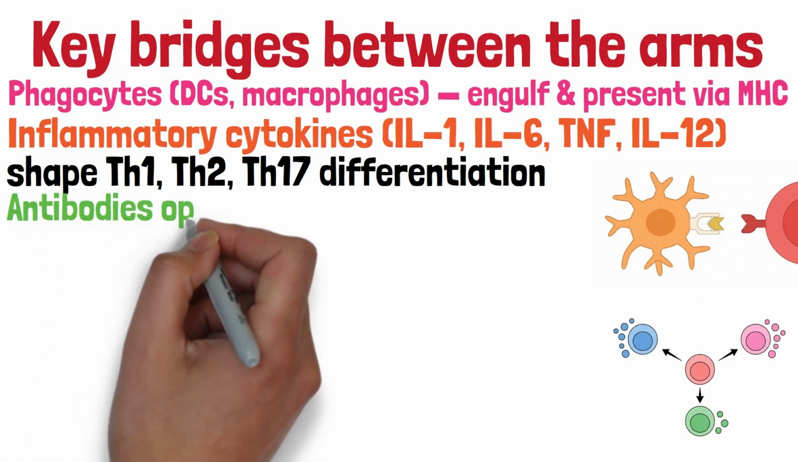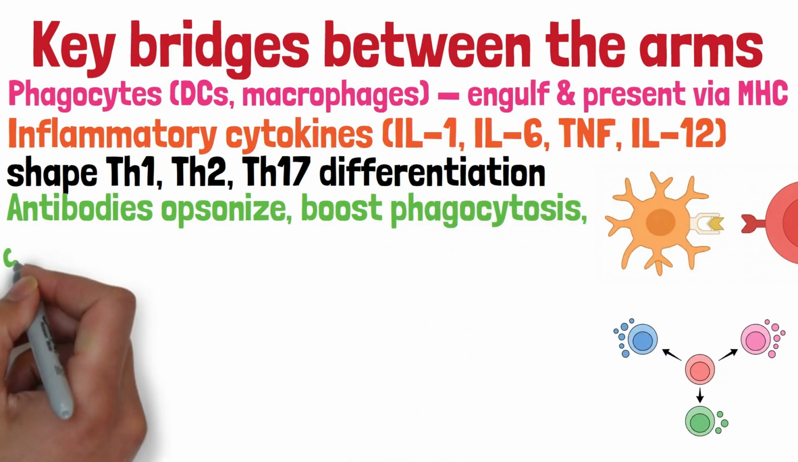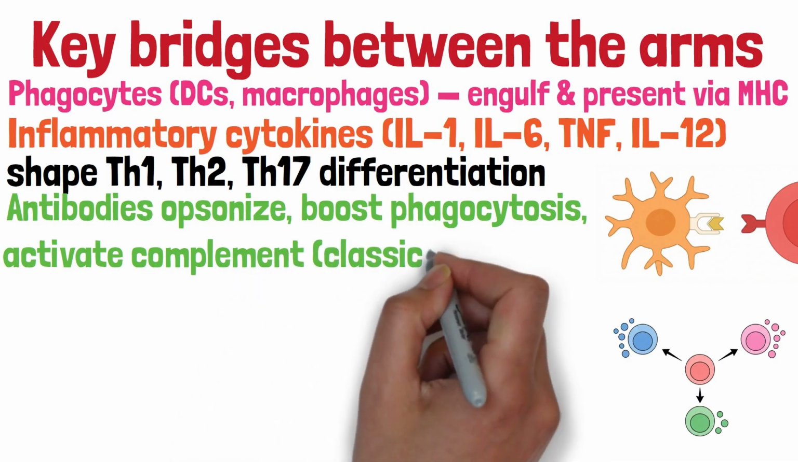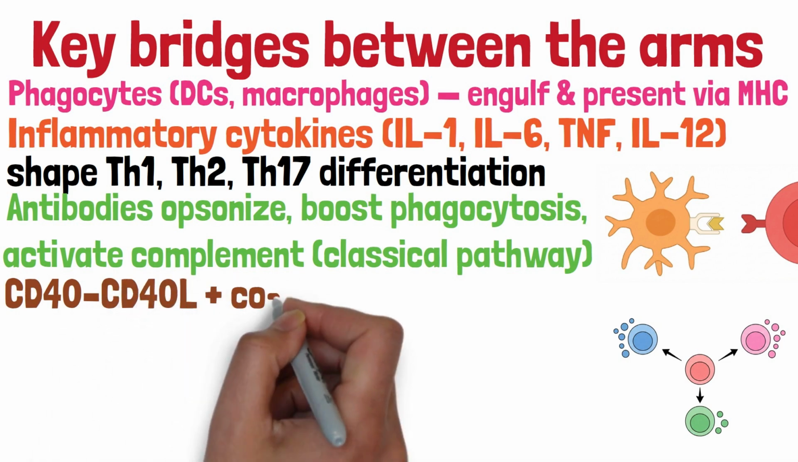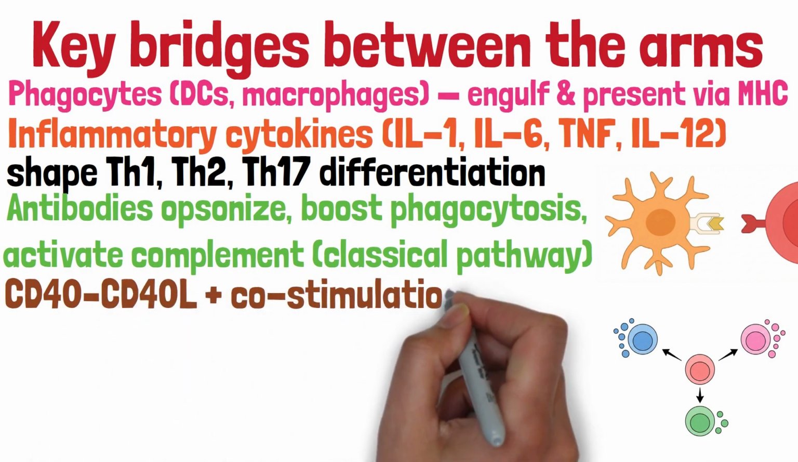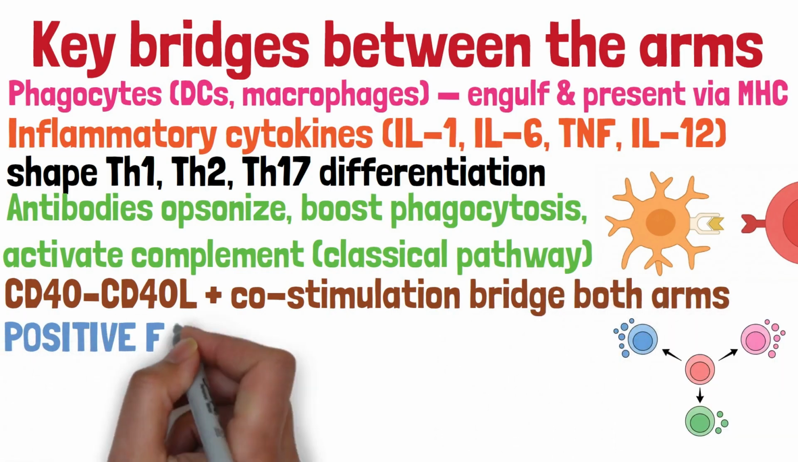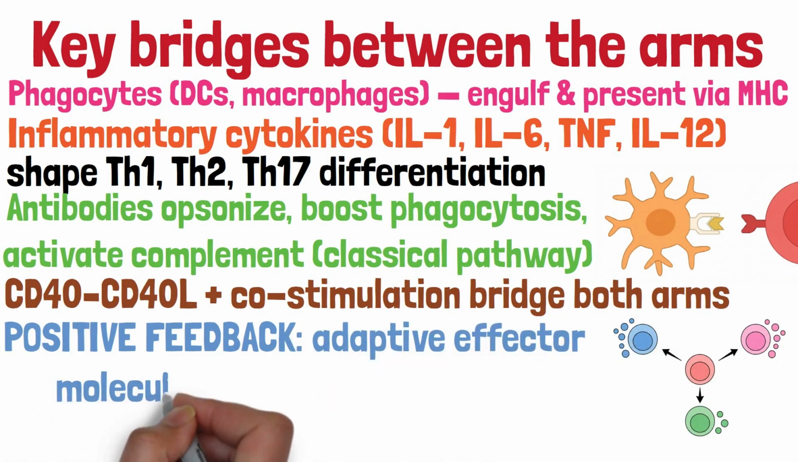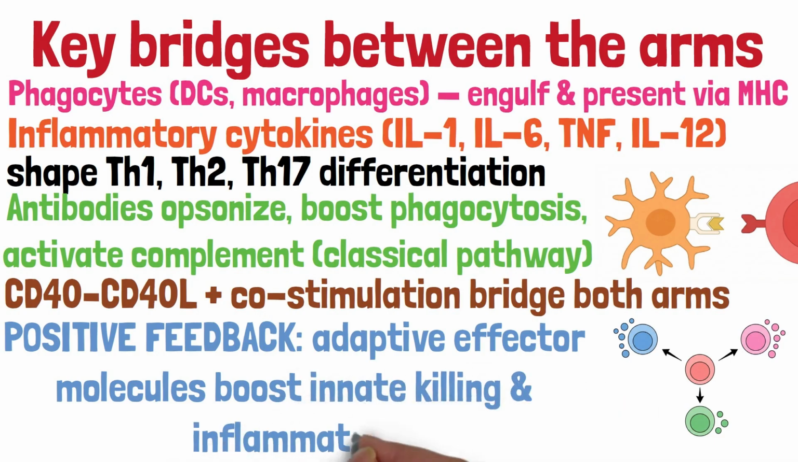Here's the catch, though. This loop runs both directions. Antibodies, once adaptive immunity produces them, opsonize pathogens, boost phagocytosis, and activate complement through the classical pathway. And CD40L, along with other co-stimulatory signals, bridges the two arms directly. Which is exactly the positive feedback loop this whole section is built on. Innate signals switch adaptive cells on, and adaptive's own effector molecules, cytokines and antibodies, come back around and boost innate killing and inflammation.